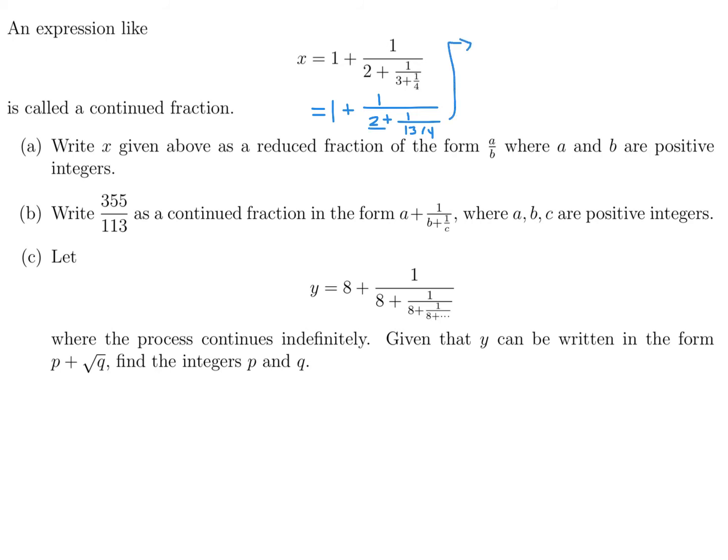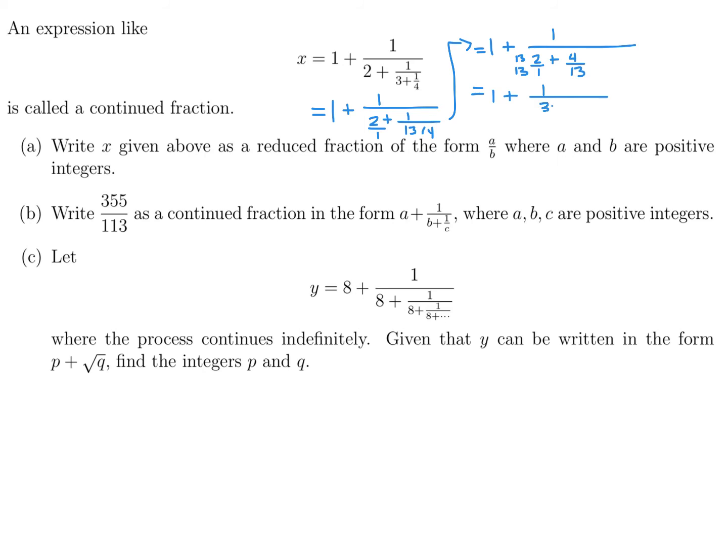So now I've got to add these guys. I've got 1 plus 1 over, so I've got to add 2 plus 1 over 13 over 4. But before I do that, I'm going to flip that. It'll be 4 over 13 like that. Okay, now I can use my common denominator, and that'll be multiply top and bottom by 13. So it'll be 26 plus 4, which is 30.